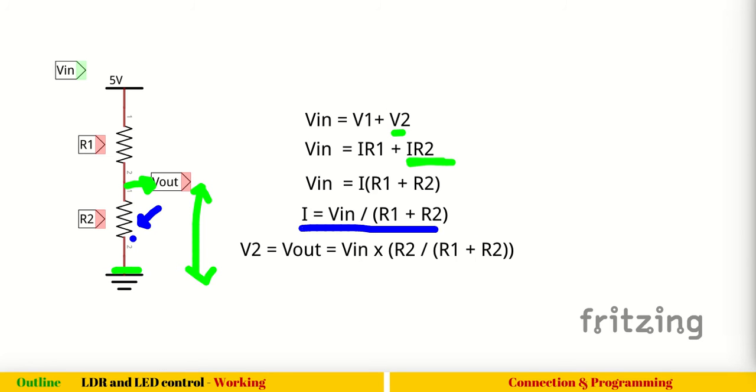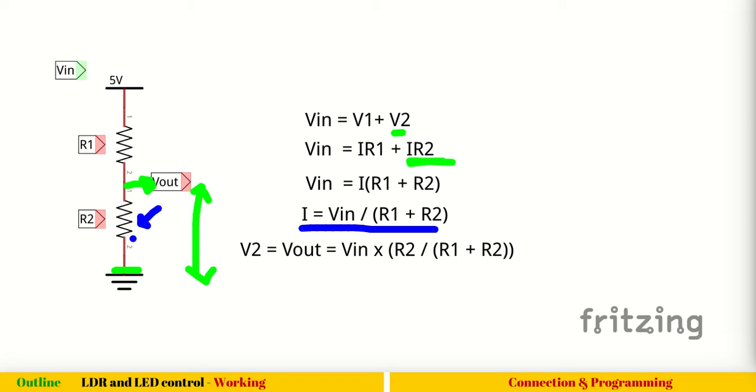Very simple. You can simply know the Vin is 5 volts, 5 into R2 is 1k, R1 plus R2 is 2k, that is 1 by 2, and Vin, that is half of 1 by 2, half of 5 is 2.5. So if both the resistors are equal, you get half voltage here, that is half of the total voltage Vin. Similarly, you can calculate, suppose it's a ratio.